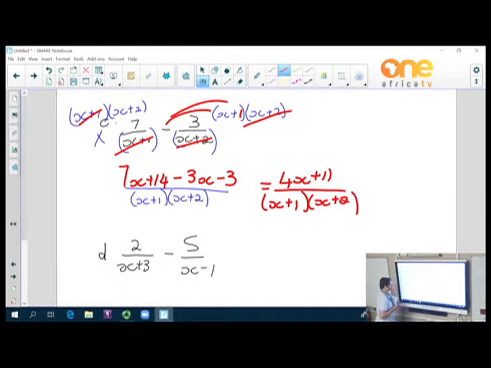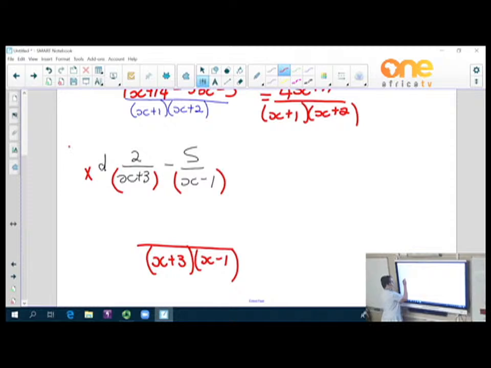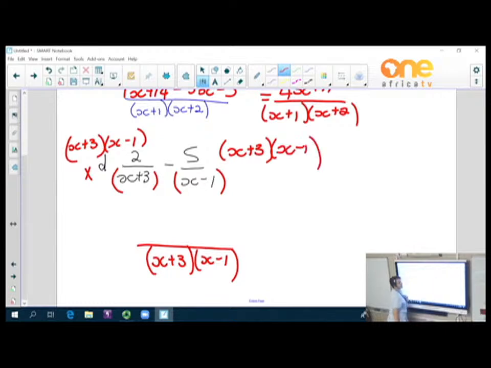Number D. Brackets. Use those brackets. What is the LCM? I multiply the 2, x plus 3 times x minus 1. So we multiply with the LCM of x plus 3, x minus 1. And here we multiply with x plus 3, x minus 1, and cancel. So if we cancel now, this is what will cancel out.